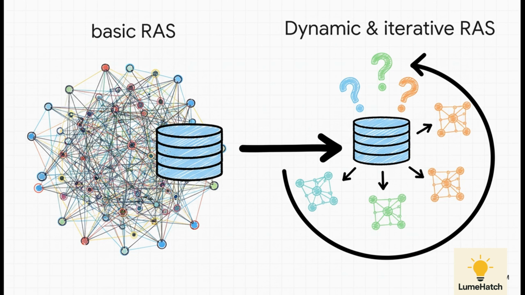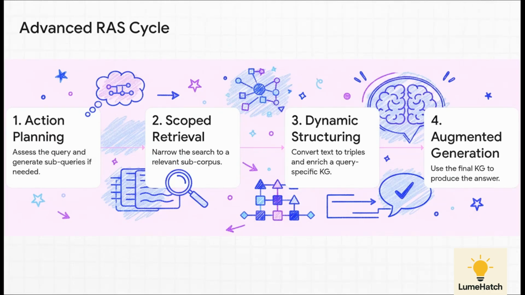The really powerful version of RAS is dynamic and iterative. It's like having a personal research assistant who doesn't just use a pre-made outline, but creates a brand new, custom-tailored one for every single question you ask. This whole advanced cycle works a lot like a detective on a case.